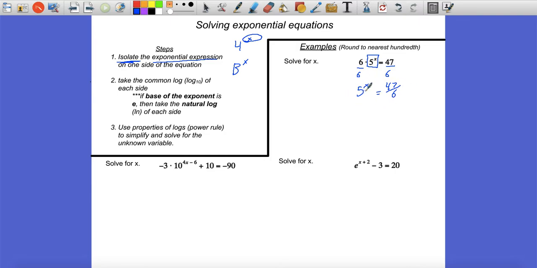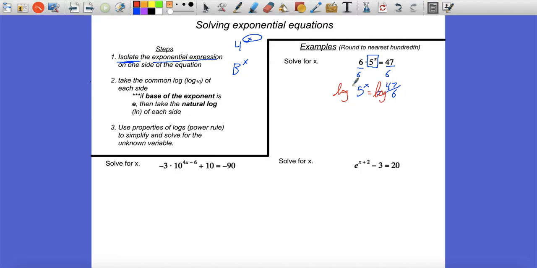All right, now we've got to get rid of this base. The way we do it is we take the common log, which is log base 10, of each side of the equation. The only time you won't take the common log is when your base is e rather than any other number. Then you can take the natural log of each side. We'll deal with that in a minute. So we're going to take the common log of each side. We're going to say log of 5 to the x equals log of 47 over 6.